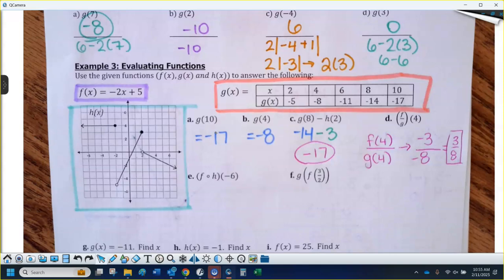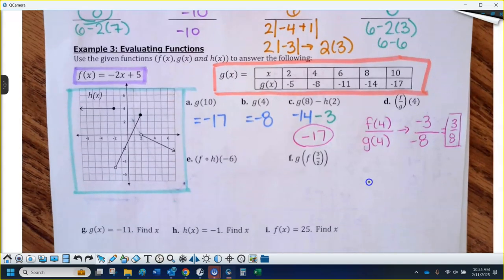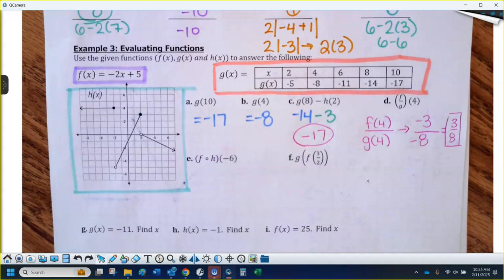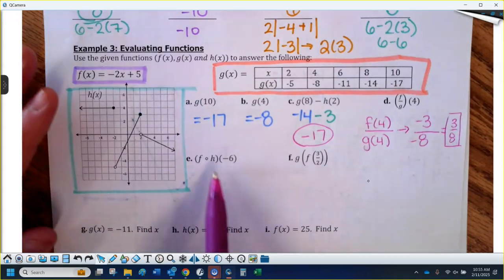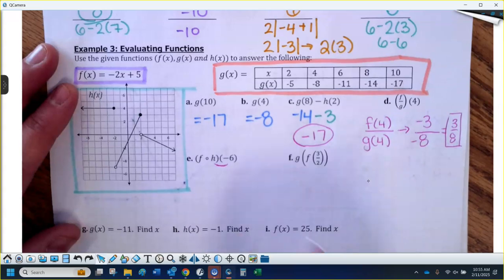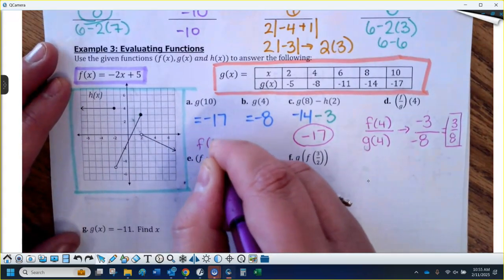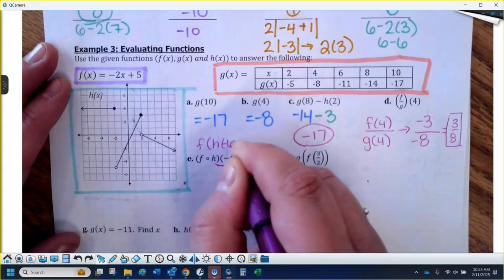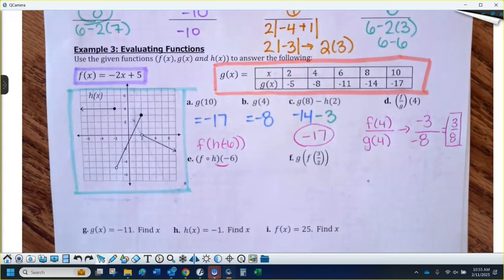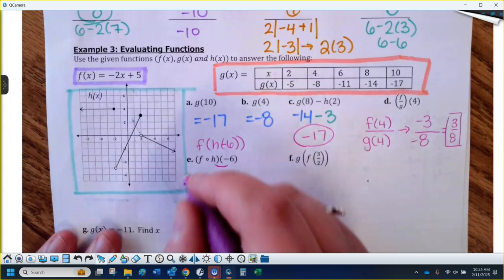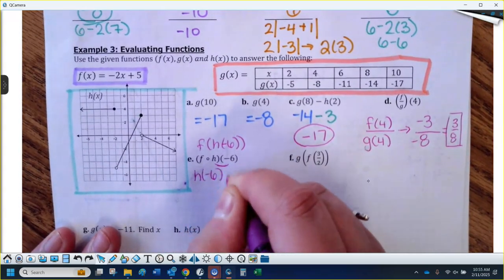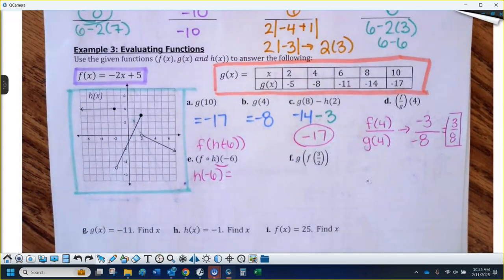Okay, now these last couple in this grouping here, both of these are composition, but it's two different ways to write it. So you have that little open circle notation, and if you remember, if it's in this format, whatever's closer goes first. If you don't like that format, this would be f of h of negative 6. Those would be equivalent. What that means is I need to find h of negative 6 first.